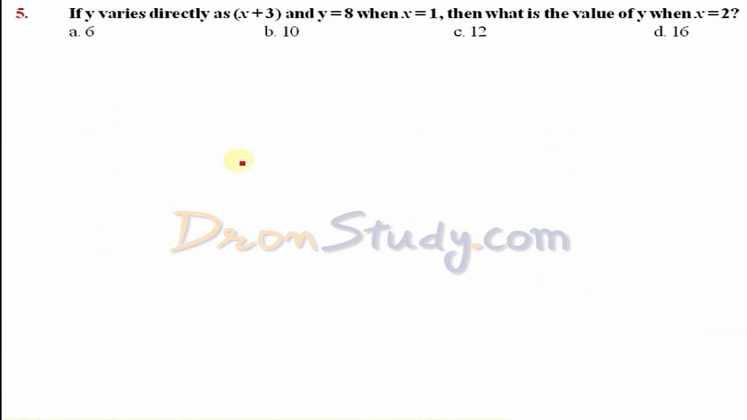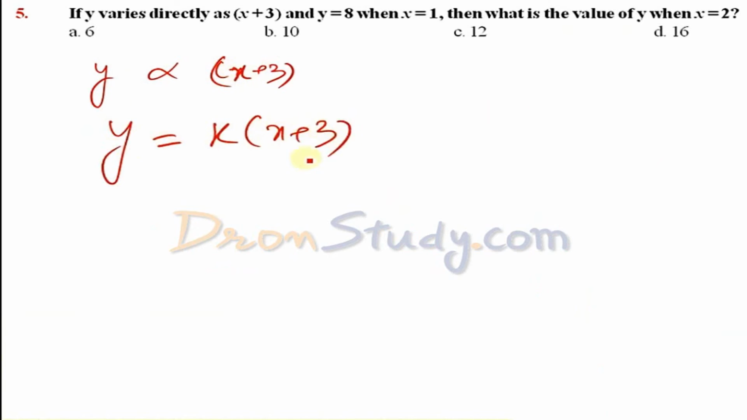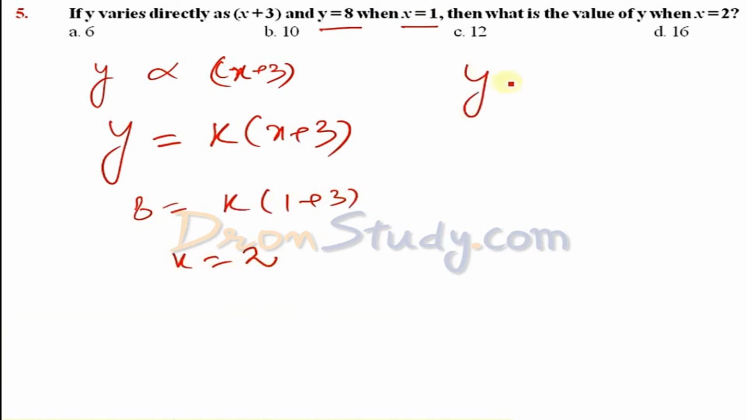Okay, next question. Okay, this is a variation question. It is given that y is directly proportional to x plus 3. Now the rule is to remove this proportional sign, we put k as a constant. Now we are given y is equal to 8 and x is equal to 1. So put this value, y is 8, x is 1. So k would be 2. Now write this value of k, we get y is equal to 2 times x plus 3.